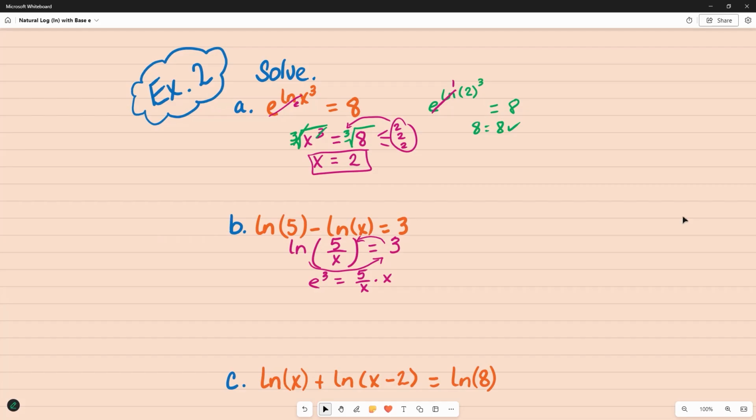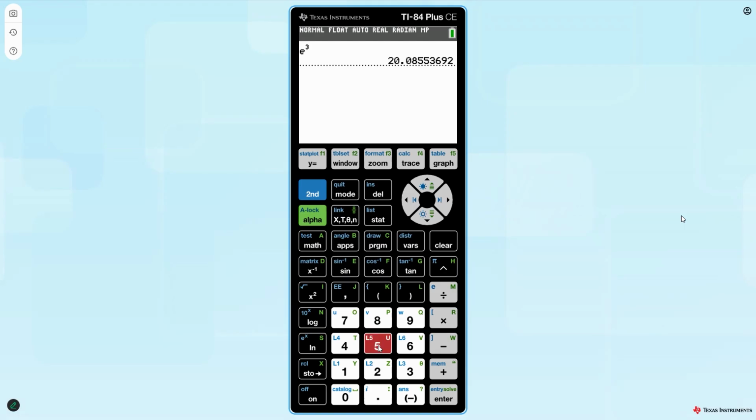So what my denominator is, I'm going to multiply both sides by that, and that gets rid of the x. So now I have e to the third power x is equal to 5. And now to get x by itself, I want to divide both sides by that e to the third power. Just type in 5 divided by, go up and highlight this because you want to be as accurate as possible. So copy it, paste it, and then enter. Now I'm just going to ask you to round this to the hundredths place, 0.25.